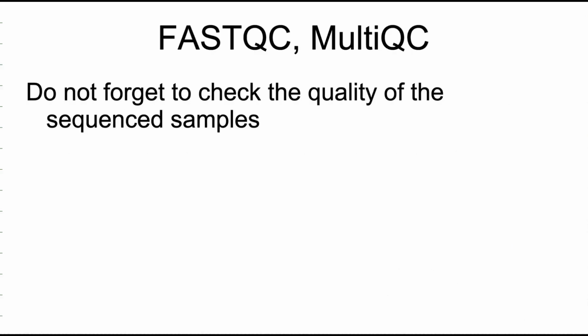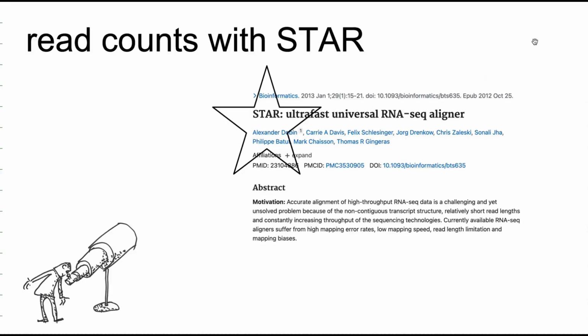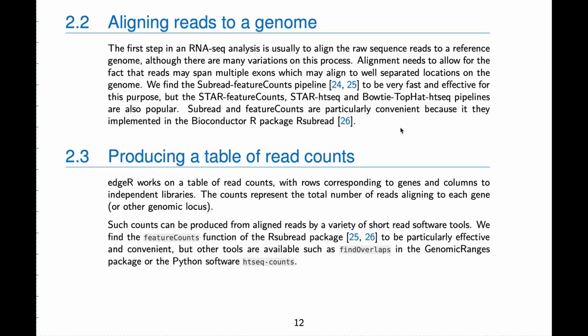Then again, if it is your own data, you have to check the quality of the sequencing by using FastQC and MultiQC programs. It is an important step, and later on, after mapping, this information will not be available for you or for others. The mapping is usually done by STAR, although if you read the edgeR user's guide, in chapter 2.2 you will see this information that the authors like the Subread featureCounts pipeline, whatever it is.